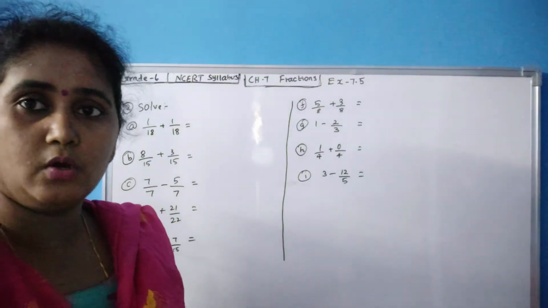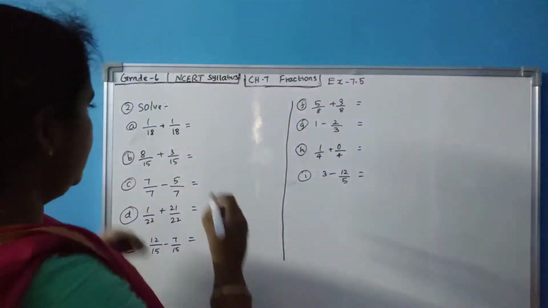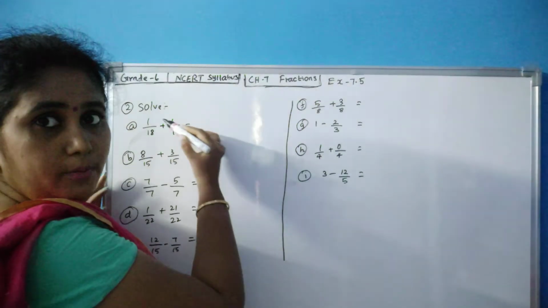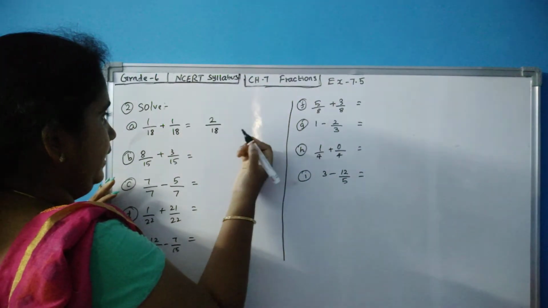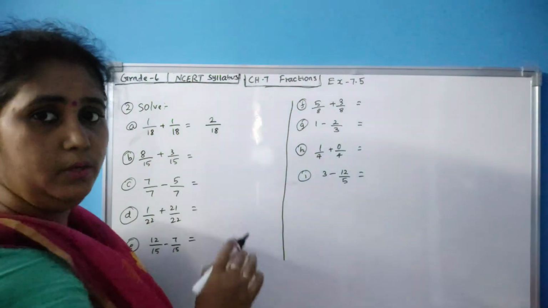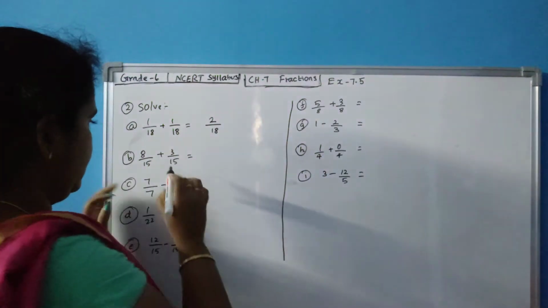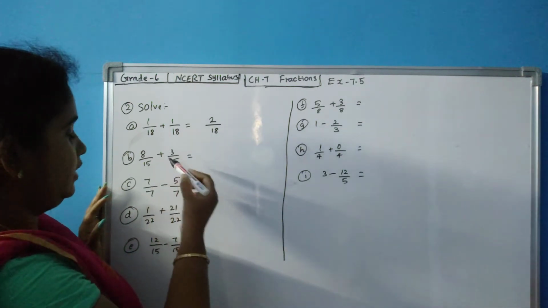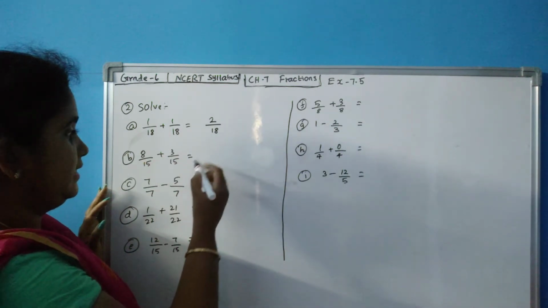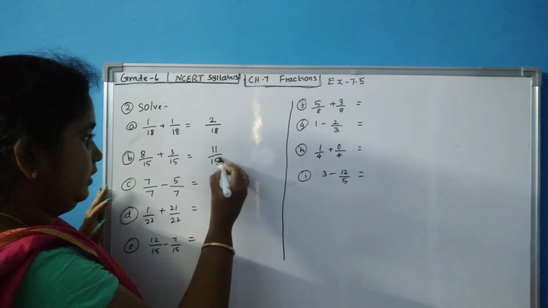In this they gave solve. You have to solve the given sums. Okay, see 1 by 18 plus 1 by 18. 1 by 18 plus 1 by 18 is what? It is 2 by 18. Okay. 2 by 18. If you leave it, you need not simplify it again. Okay, leave it as such. 8 by 15 plus 3 by 15. Denominators are same, so we can add the numerators. 8 plus 3 is 11. So 11 by 15. Okay.